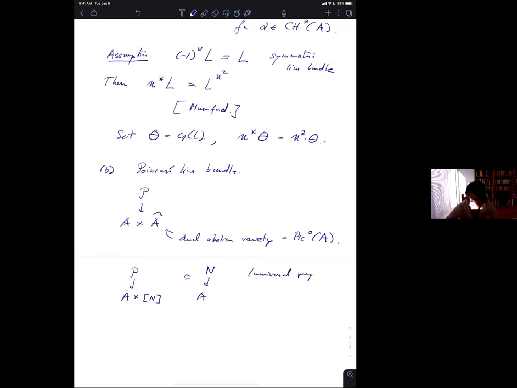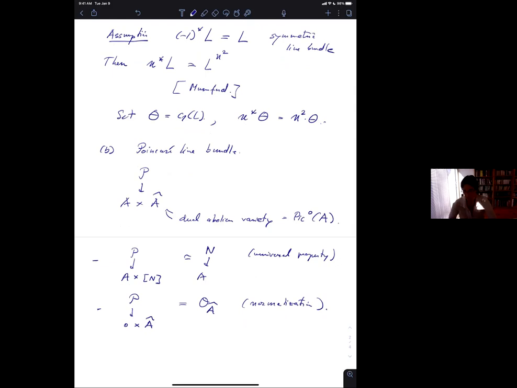And there's also a normalization that we use. If you restrict to the origin on A, we want this to be the trivial sheaf on A hat. So this is a normalization. You can normalize this any way we want, but with these properties it's a unique line bundle.